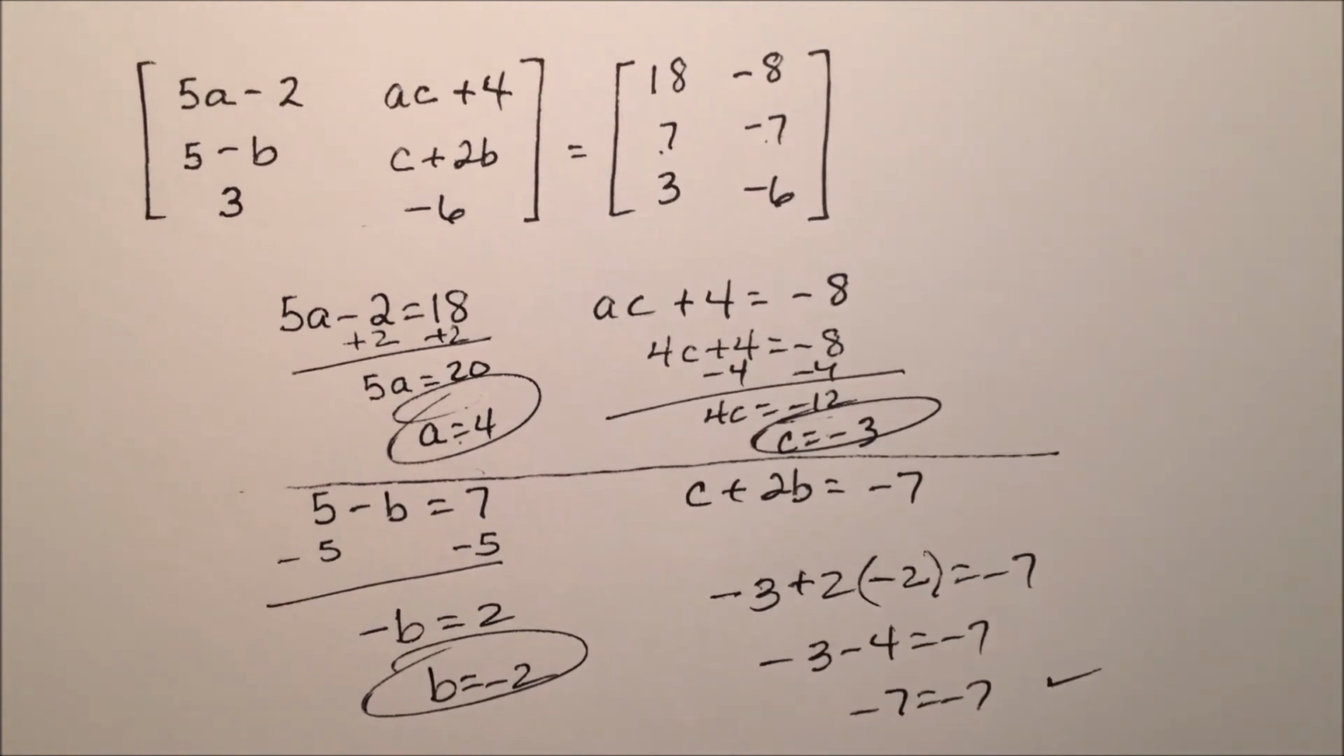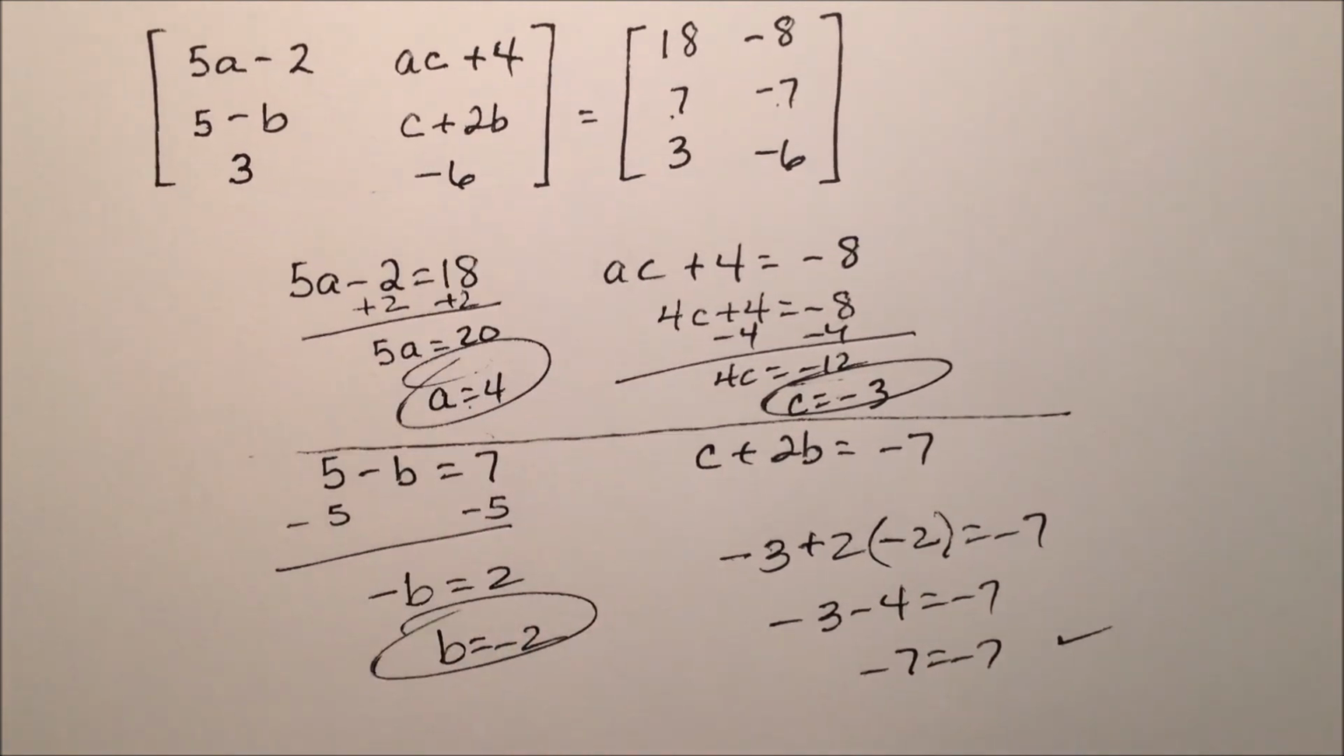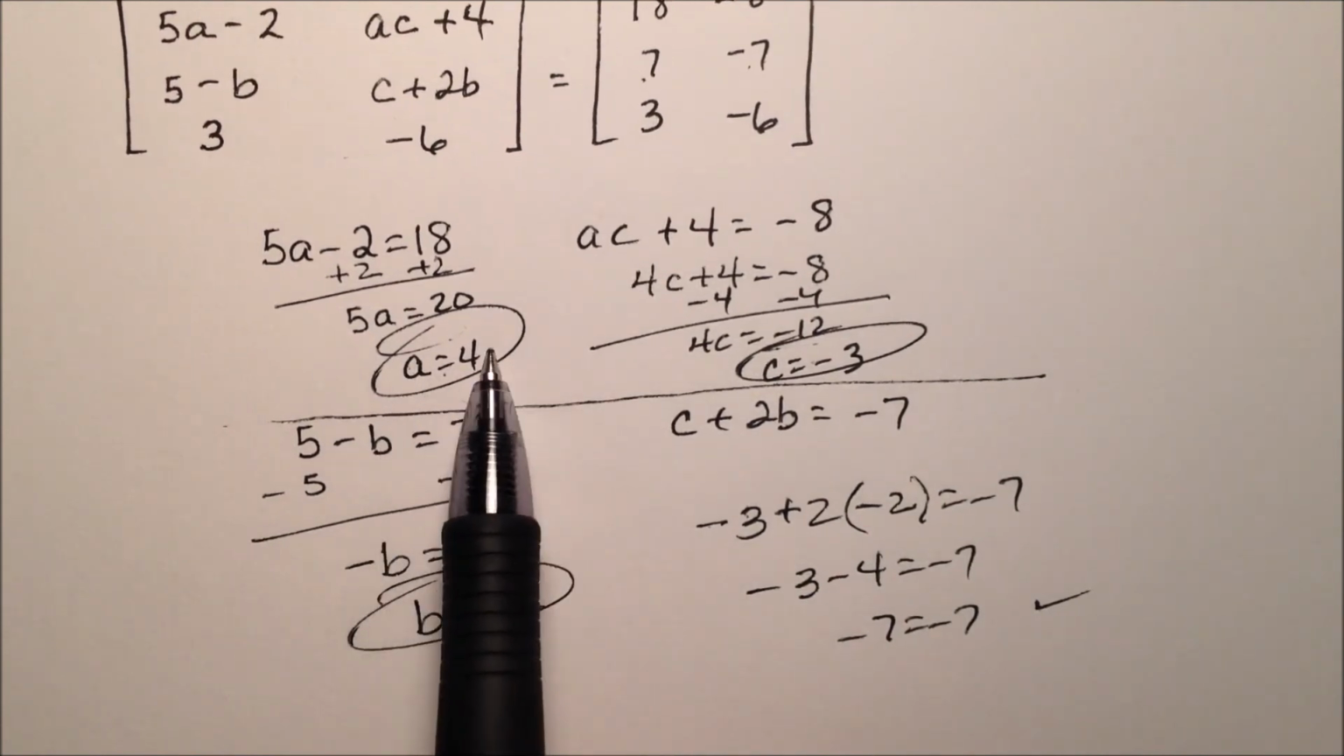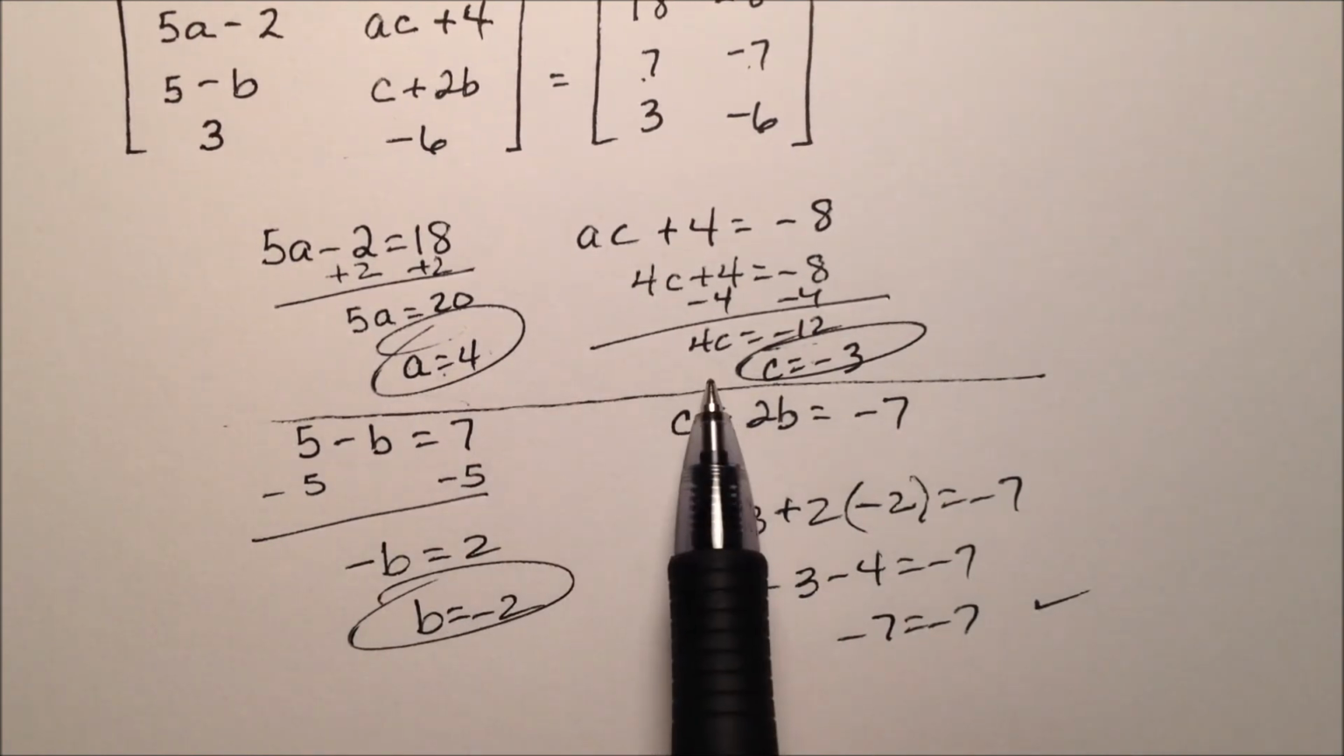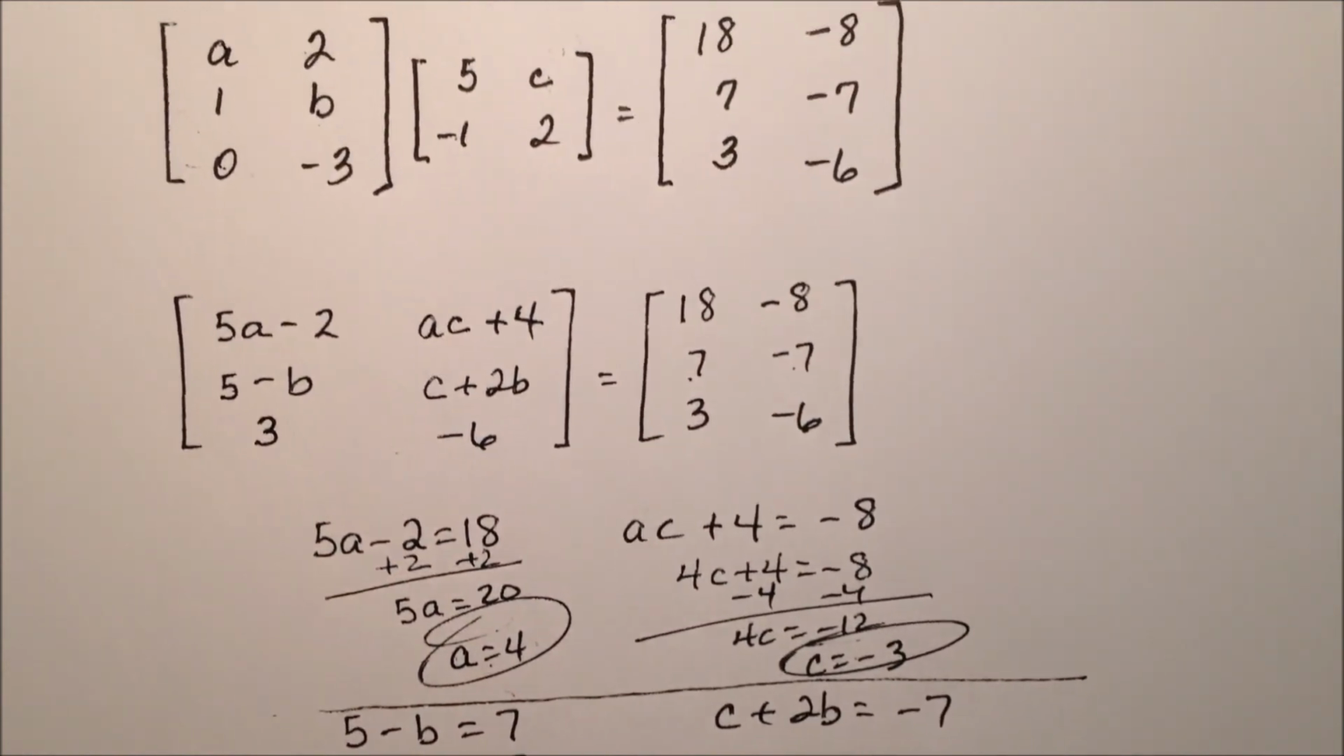So when we solved this matrix equation, we had values a is 4, b is negative 2, and c is negative 3.